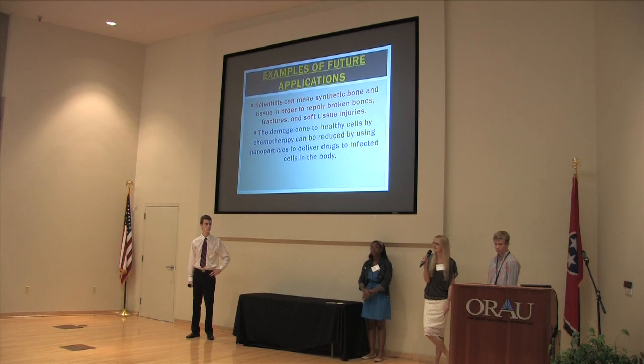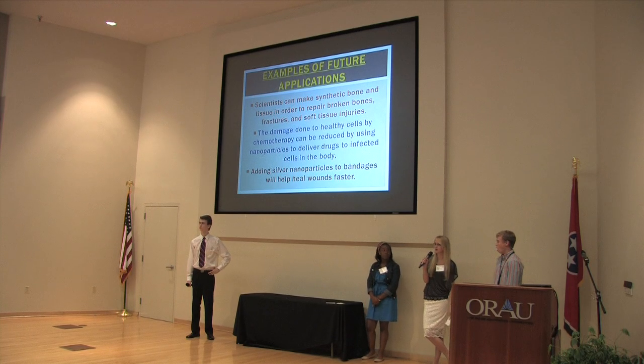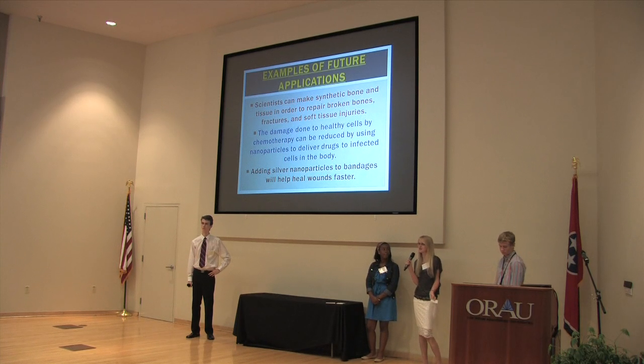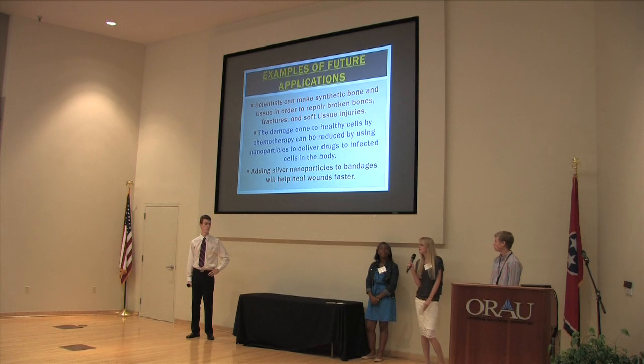Scientists have come up with a synthetic bone and tissue that they can use to replace fractured bones, broken bones, and soft tissue injuries. The damage done to healthy cells by chemotherapy can actually be reduced by putting the drugs into nanoparticles and sending them into the person's body, so no healthy cells are damaged. And also, if you take silver nanoparticles and put them on bandages, then it will heal your cuts faster because the silver kills all the infected cells around the cut.